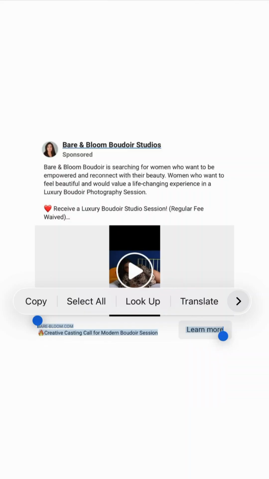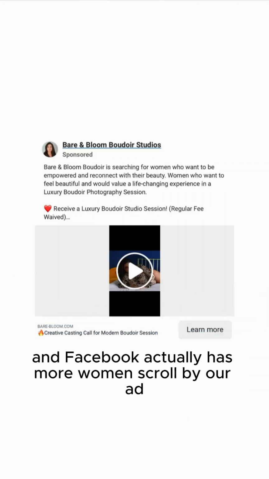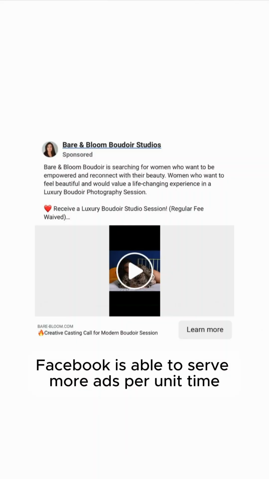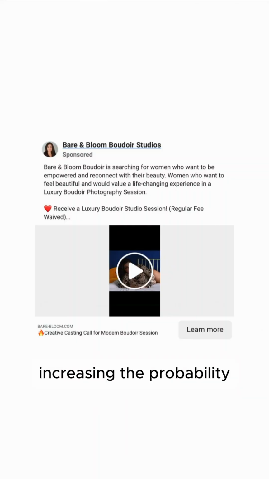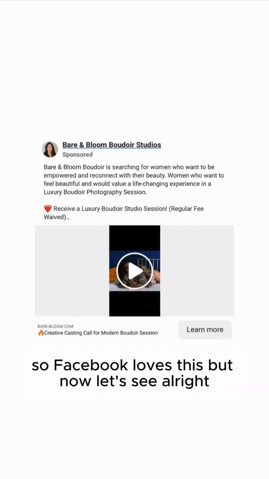And so Facebook has more women scroll by our ad per unit time. Facebook is able to serve more ads per unit time, increasing the amount of money they make per unit time. So Facebook loves this.